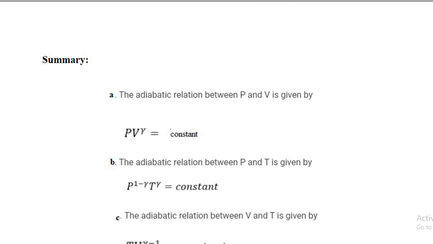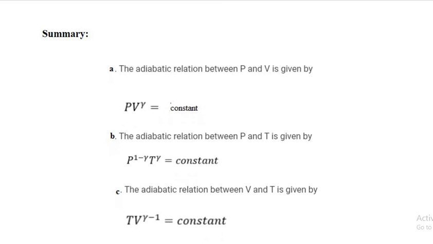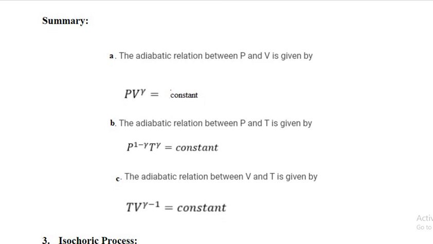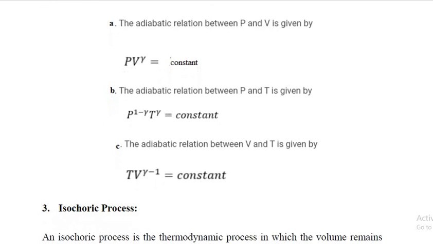Summary: the adiabatic relation between P and V is given by PV power gamma is equal to constant. The adiabatic relation between P and T is given by P power 1 minus gamma, T power gamma is equal to constant. The adiabatic relation between V and T is given by T V power gamma minus 1 is equal to constant. So we saw cyclic process, adiabatic process.